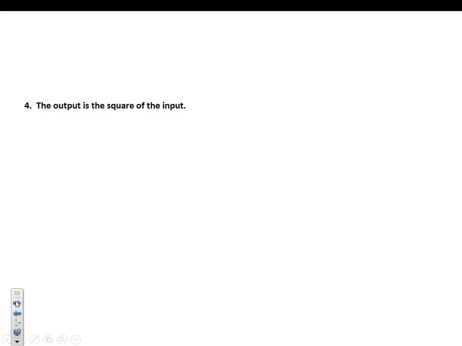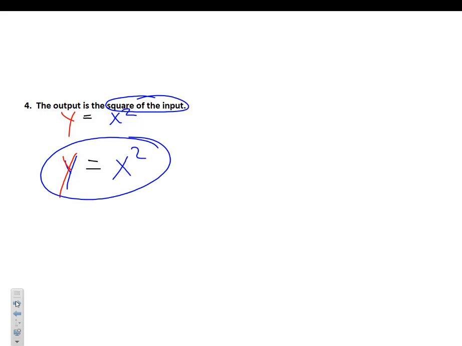One more time, the output is the square of the input. So the square of the input, how would I represent that? X squared. So y equals x squared.